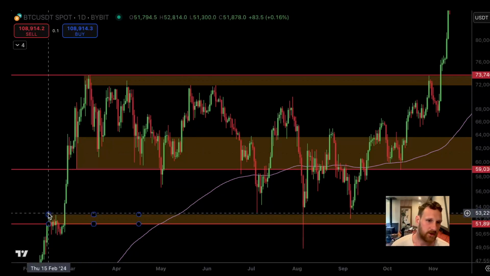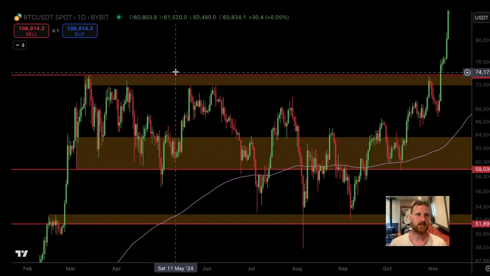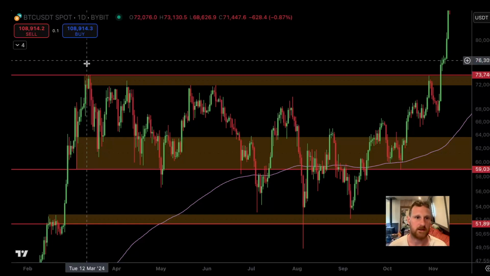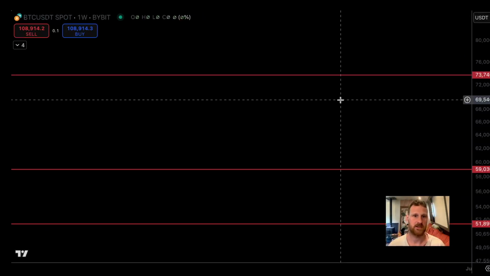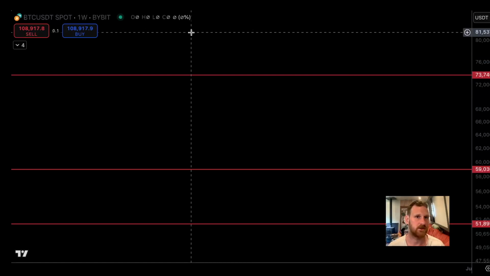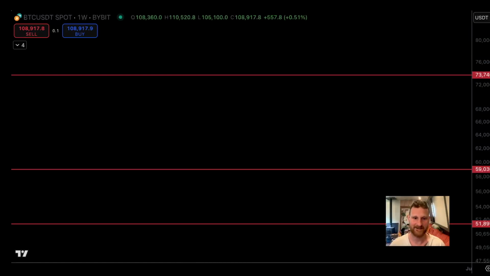Like I said, you can do it in clusters as well as wicks, and if you zoom out to say the weekly, the clusters tend to be the wicks of the higher time frame degree anyway. My internet's dropped out, so I'll carry this on in a second.